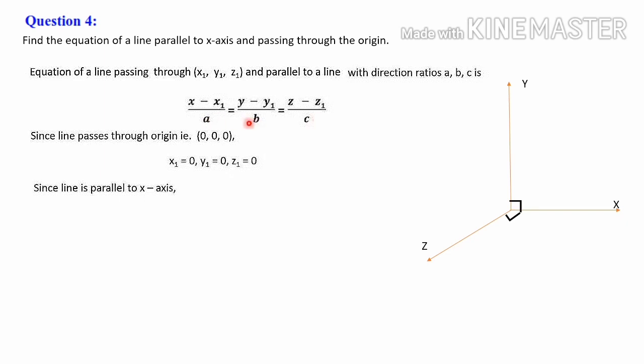For finding a, b and c, first of all we have to go for finding the direction cosines. That is easy. We know that if alpha, beta, gamma are the angles formed by the line with the x-axis, y-axis and z-axis, then alpha is the angle between the x-axis and the x-axis, which means 0. So cos alpha means cos 0. Cos 0 is 1.